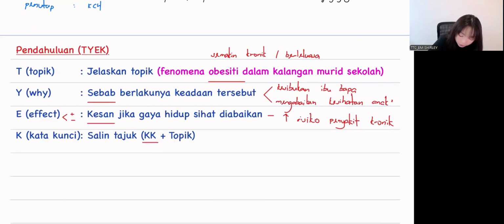Okay. After that, what do you need to do? Repeat the kata kunci and the topic. The kata kunci is what? Faktor. The topic is what? Obesity. But then you see, whenever you are writing for the factor, which means the reasons, you are telling the reasons and the factors why it happened.